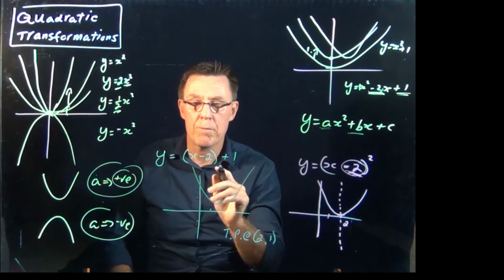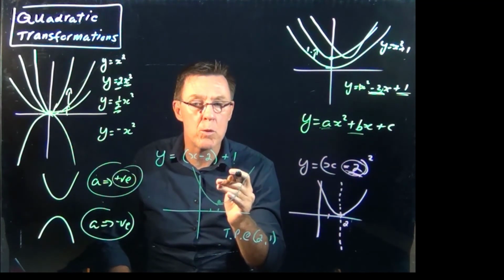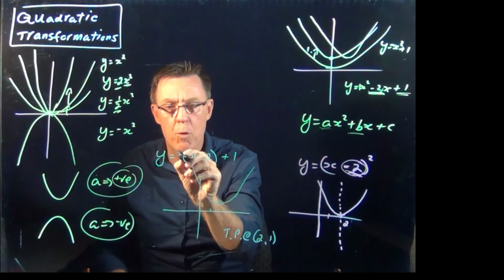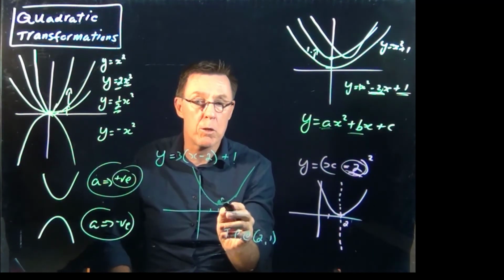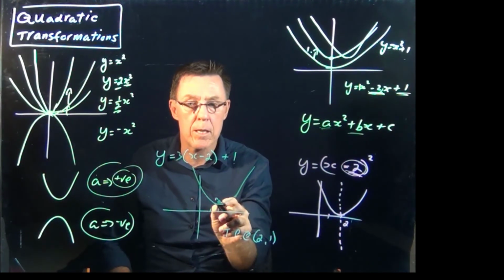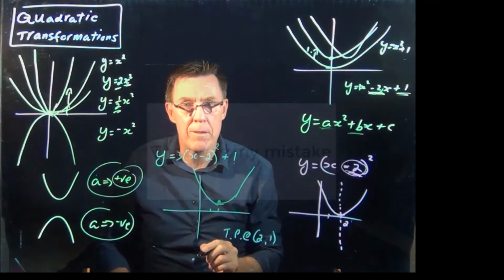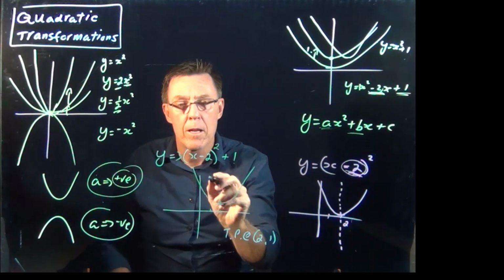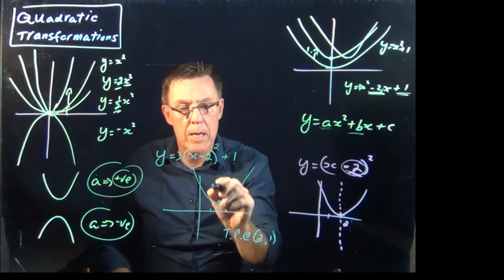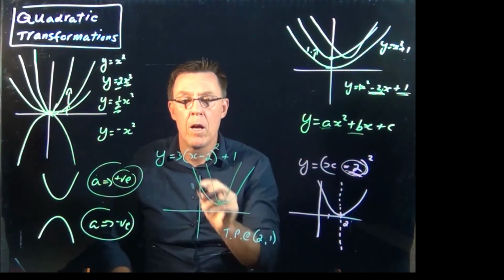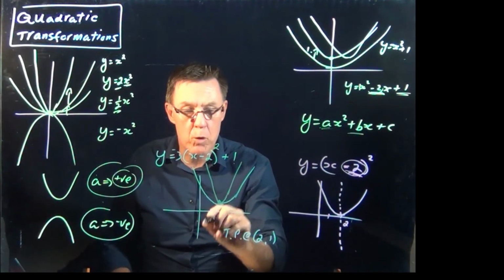Now, just out of interest, and it's going to come into play in a lesson or two's time, I can put any number at the front here that I want. I can put 3 at the front if I wanted to. It's not going to affect the turning point. (2, 1) is going to stay the same. Sorry, I forgot to put a squared in there. Having the 3 at the front, it's going to keep exactly the same turning point. It's just going to make it become more narrow. I can put a negative 3 at the front. It's going to keep the same turning point. It's just going to invert it.